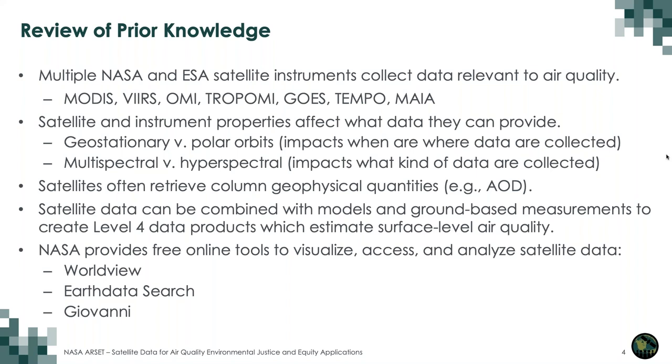Spectral resolution is also important. Multispectral instruments provide data relevant to aerosols, while hyperspectral instruments have the spectral resolution necessary to provide data about atmospheric trace gases. In many cases, satellites are providing information about column quantities, such as aerosol optical depth or the NO2 column. It's important to remember that although these quantities can be indicative of ground level pollution, they are not the same thing. In order to get ground level air quality estimates from column data, it's necessary to combine the satellite data with other information, such as from models or from ground-based measurements, where available, to create what we call level 4 data products. These products are combinations of data from multiple different sources.